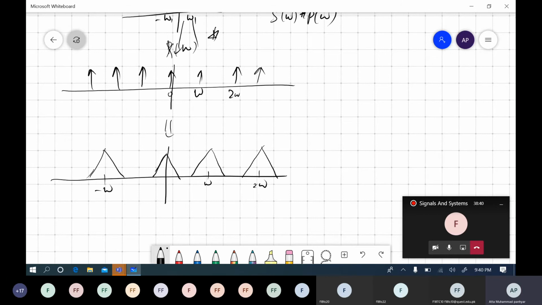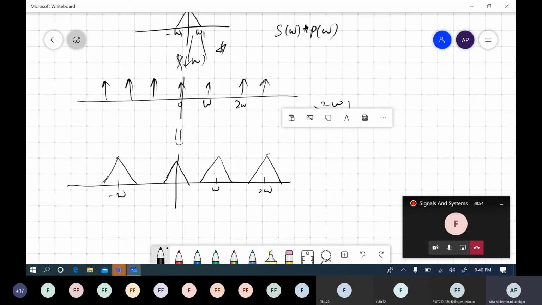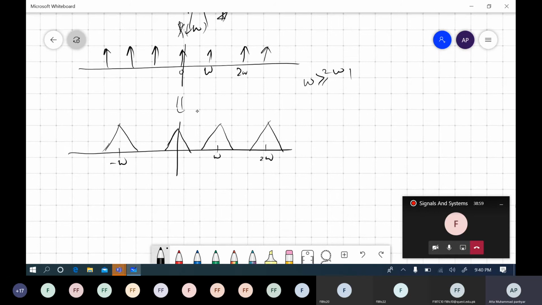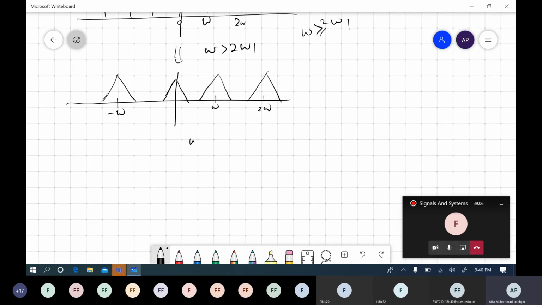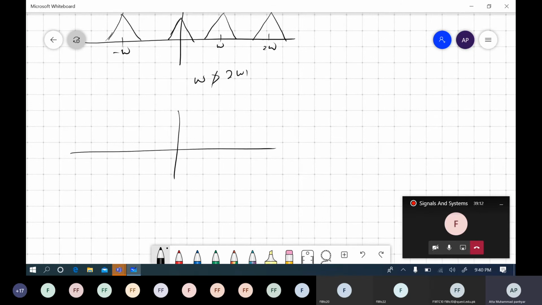And so on. Now one very important thing to mention here is that omega must be greater than or equal to twice of omega 1, right? Why? Because if omega is not greater than or equal to 2 omega 1, then these impulses might have overlapped.